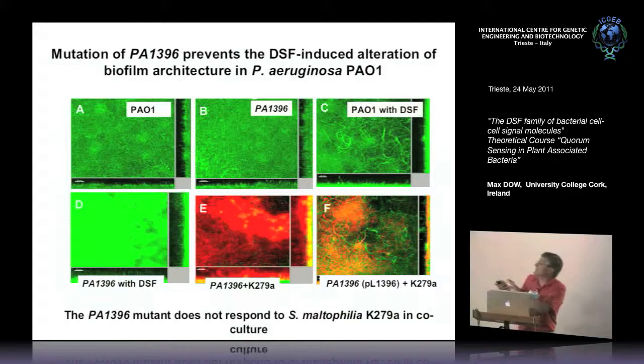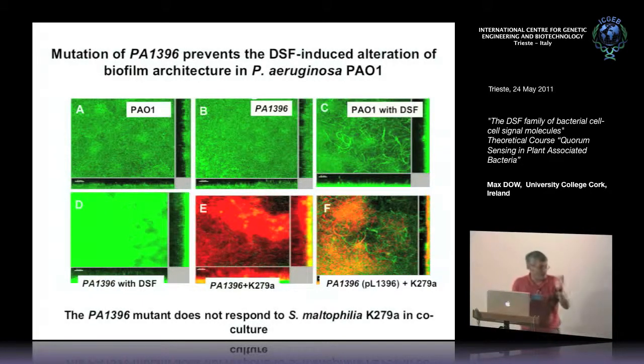So basically, just to summarize the last thing, we seem to see some sort of interaction between the two organisms. We don't know what that means, but we can see that there's a change in biofilm formation of Pseudomonas aeruginosa when grown with Stenotrophomonas. This change does not occur when we knock out the rpfF gene in Stenotrophomonas, suggesting that the production of the DSF signal is required.